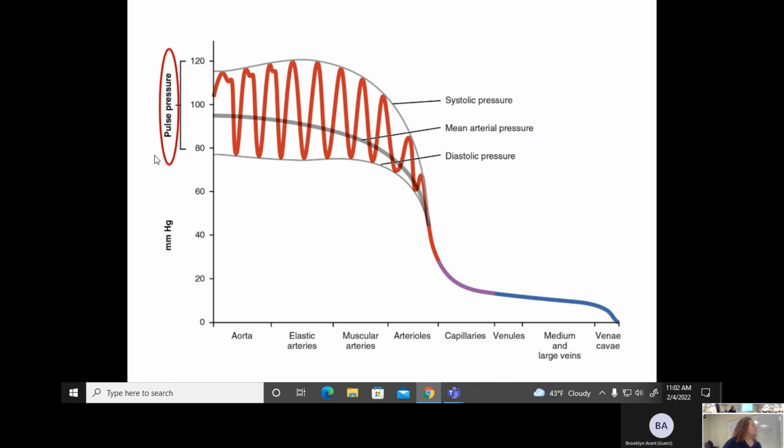The last thing I wanted to mention before we leave this is the difference between those, which is called pulse pressure. Pulse pressure, that difference between these two pressure values, is really only happening in the arterial system. I'm going to come back to that shortly.